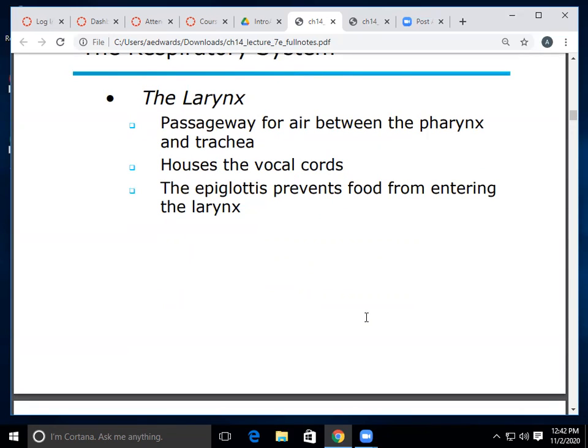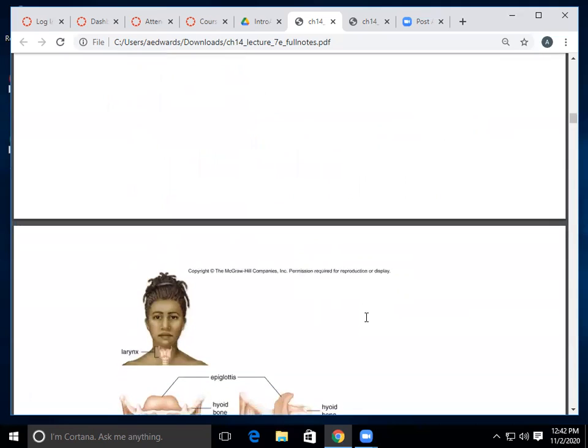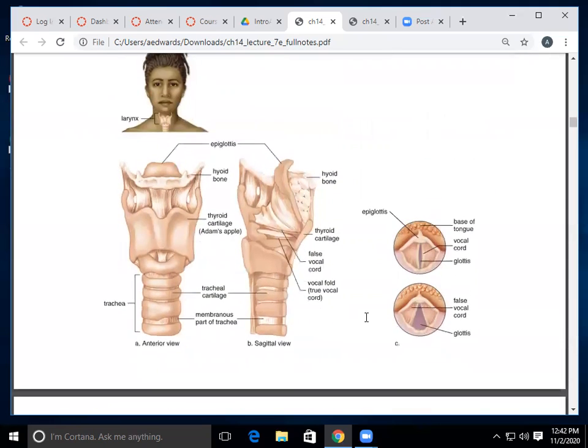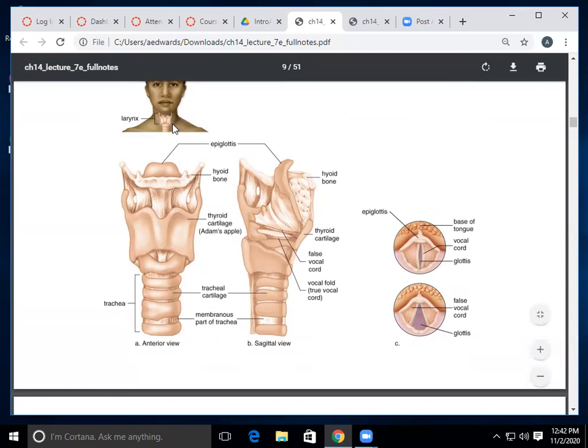That's where your vocal cords are. So to keep food from getting into your larynx, your voice box, or getting down to your trachea, you have the epiglottis. Okay, it's a covering. There's your larynx. Okay.